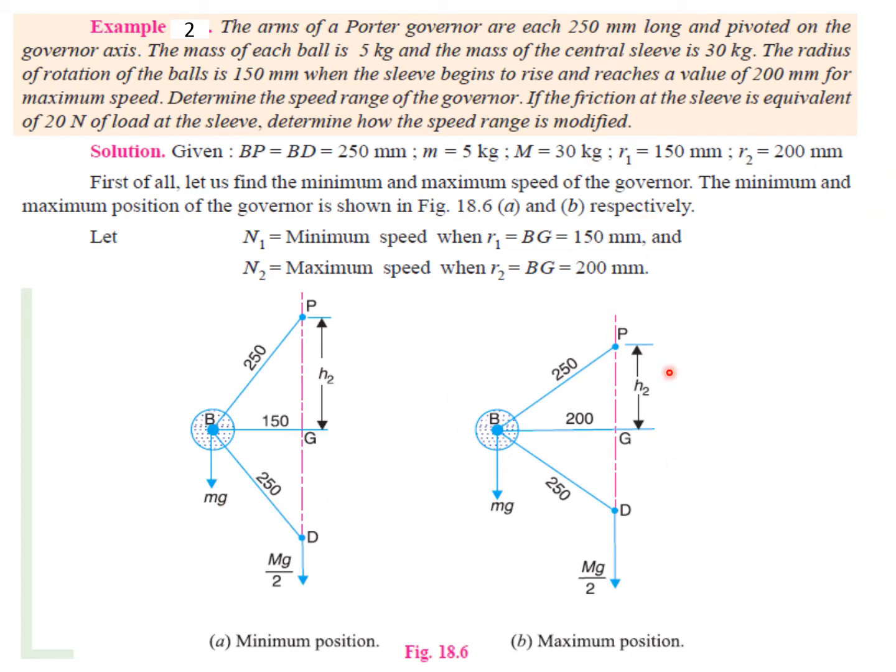First I have to draw both the figures. Here the value of q is equal to 1 because both upper arms and lower arms are of the same length and both are attached to the axis of rotation. So given BP is equal to BD is equal to 250 mm, that is 0.25 meters. Small m is 5 kg, capital M is 30 kg. R1 is 150 mm and R2 is 200 mm. So first we find out the value of H1 and H2 and then we find out the value of N1 and N2.